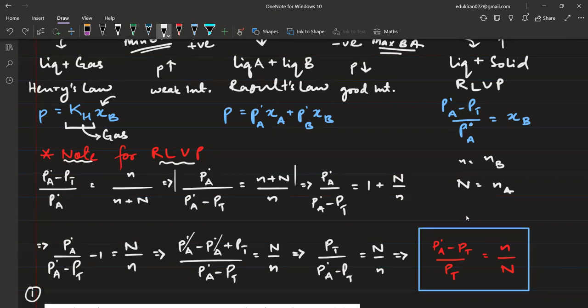Now I'm taking the LCM here. Because of taking the LCM of 1, I will get P₀A as it is minus (P₀A − P_total), because P₀A minus 1 times (P₀A − P_total) will be P₀A, plus I will get minus into minus P_total, which will be equal to plus P_total. Now divide by (P₀A − P_total) as it is, P₀A upon P_total, that is equal to number of moles of solvent upon number of moles of solute. P₀A and P₀A will cancel each other, and I will get P_total upon (P₀A − P_total), that is equal to number of moles of solvent upon number of moles of solute.